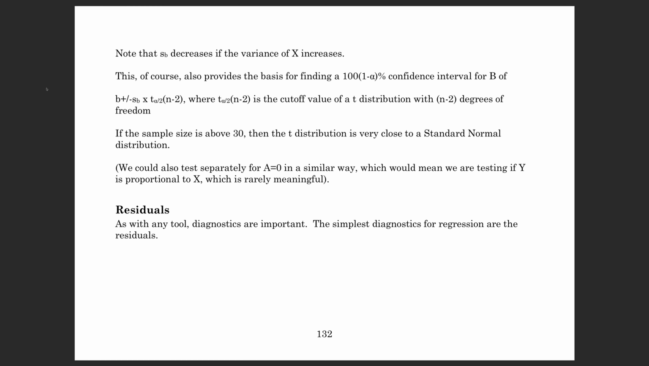Now we could also test whether capital A is 0. That would mean we're testing if y is proportional to x. That's not very often meaningful, but it could be if we wanted to know whether there is direct proportionality between x and y.